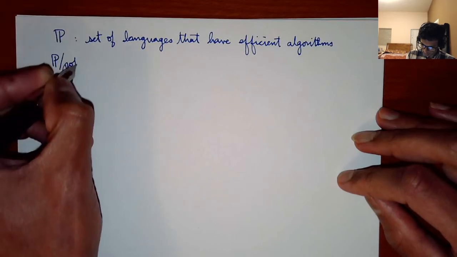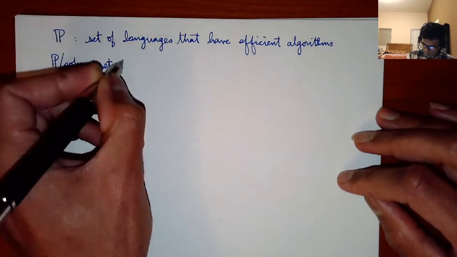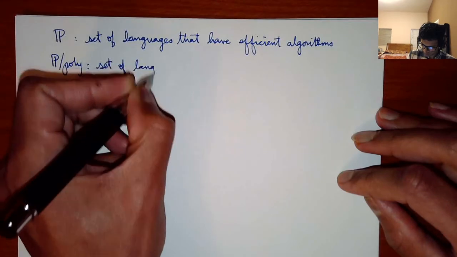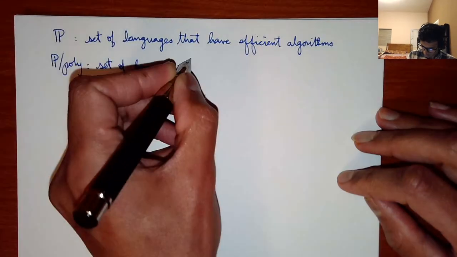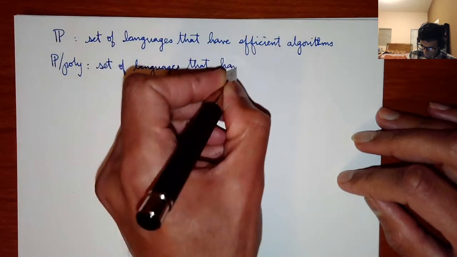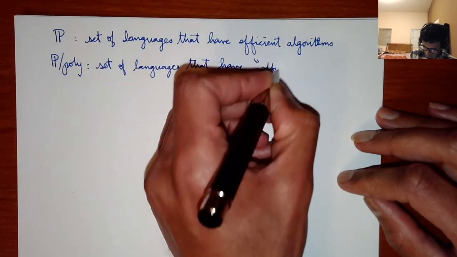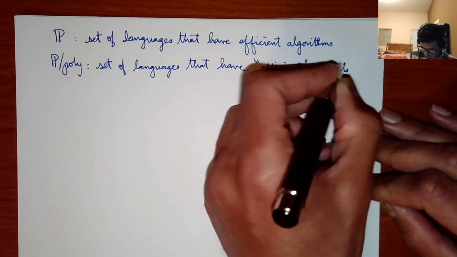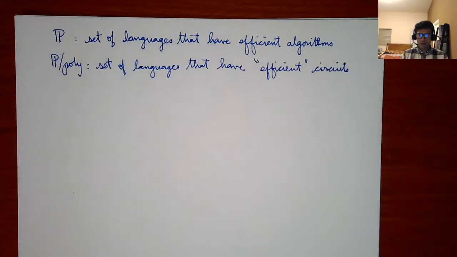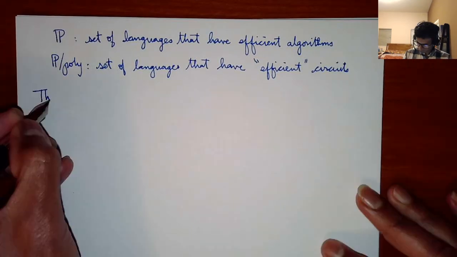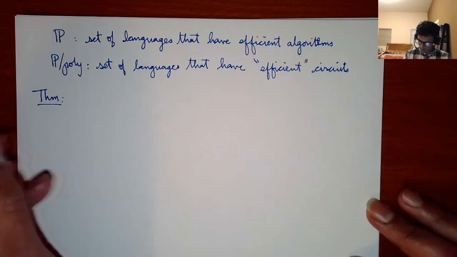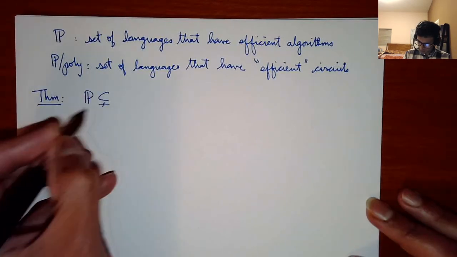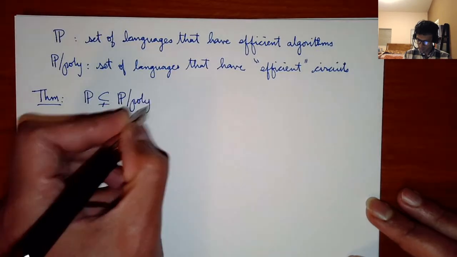and P slash poly is the set of languages that have, I'll sort of put this in quotes, efficient circuits. And so it's natural to ask, what is the relationship between P and P slash poly? And so for the first theorem of today, what we'll prove is that P is actually a strict subset of P slash poly.